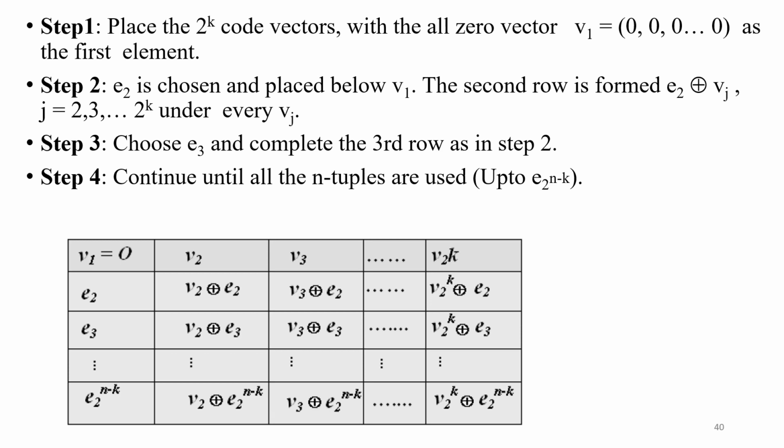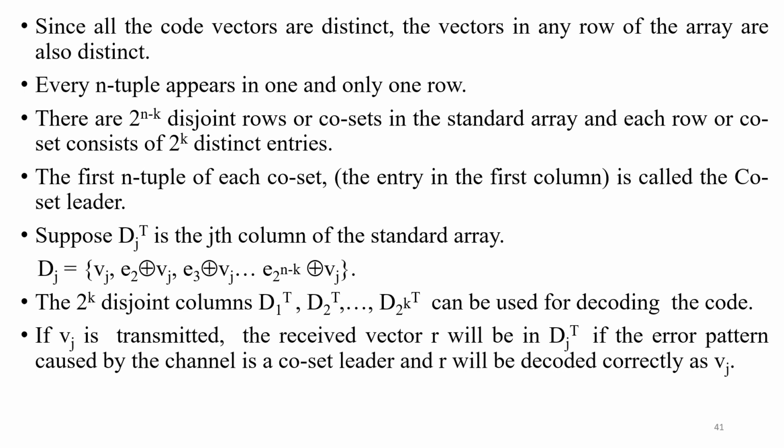The table is given. Since all the code vectors are distinct, the vectors in any row of the array are also distinct. Every n-tuple appears in one and only one row. There are 2^(n-k) disjoint rows or cosets in the standard array, and each row or coset consists of 2^k distinct entries. The first n-tuple of each coset is called the coset leader.